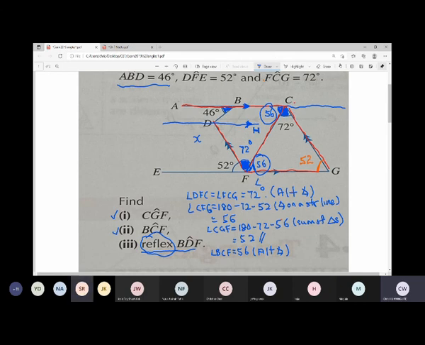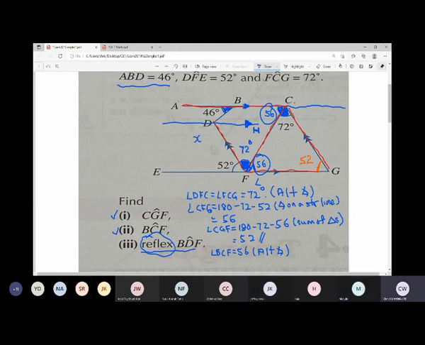D, H, R. D, H is parallel to A, C, is parallel to E, F, G also. That's why I put the arrow. Can you see I put the arrow here? You mean we can just draw a line and then make it parallel? You can draw any line you like. Of course. Corresponding angles.